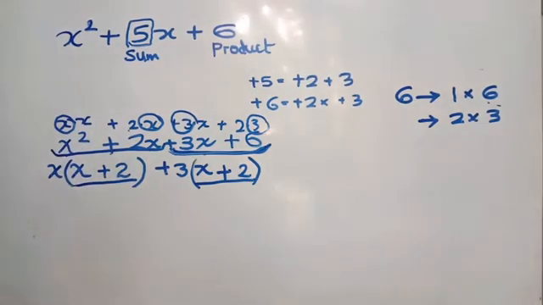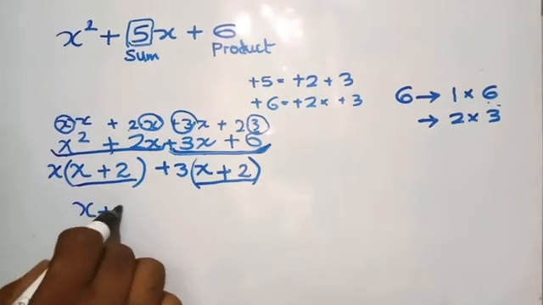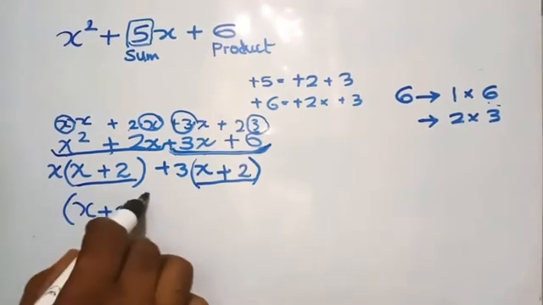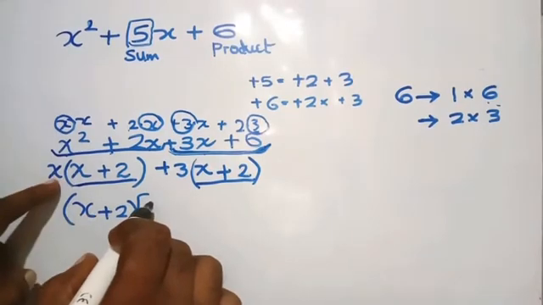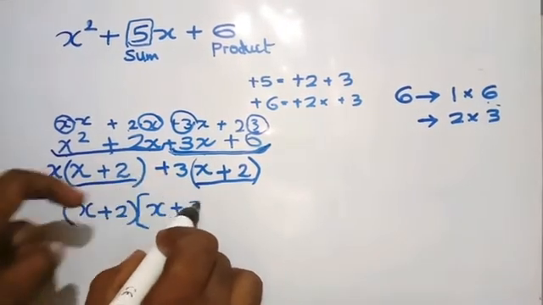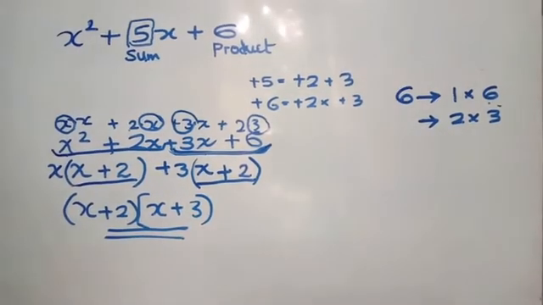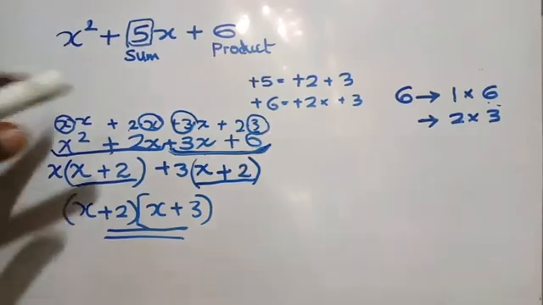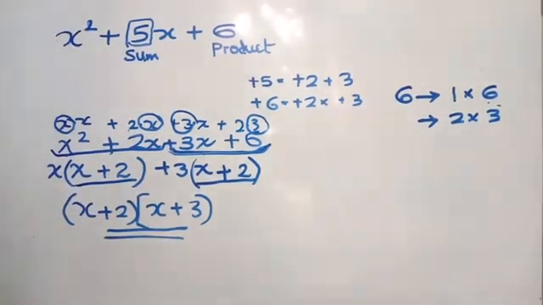You know, when something is common, we can take it outside. So as x plus 2 is a common factor, let's write it only once. When you take x plus 2 as a common factor, what remains here? x here plus 3. So now our answer is over. x squared plus 5x plus 6 can be written as x plus 2 into x plus 3 as a result.